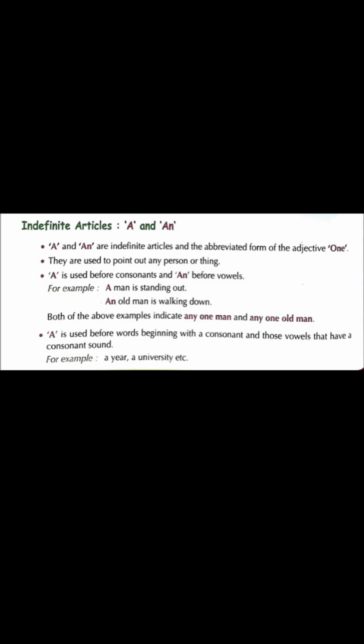Now there's one more thing to it. If we look at the examples, like a man is standing out or an old man is walking down, both of them indicate that there's any one man or any one old man. We are not being specific about a certain man or a certain old man. All right, there is one more thing that you need to understand, that a comes before a word starting with a consonant, whereas an comes before a word starting with a vowel.